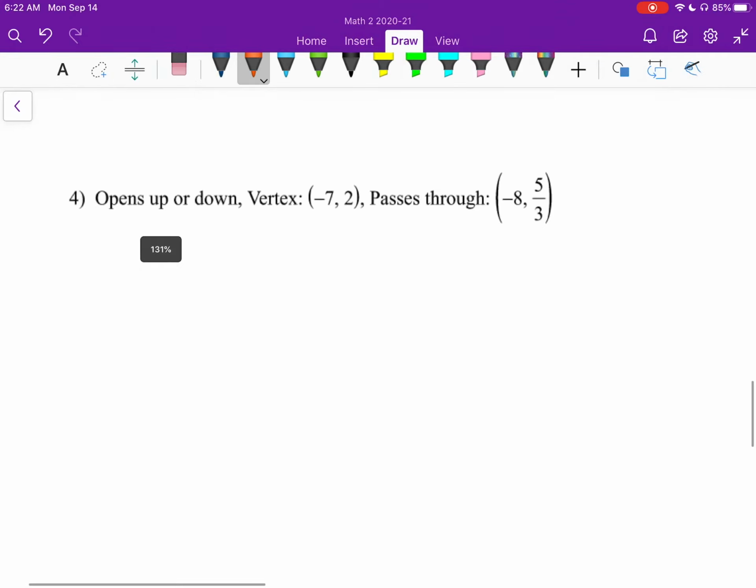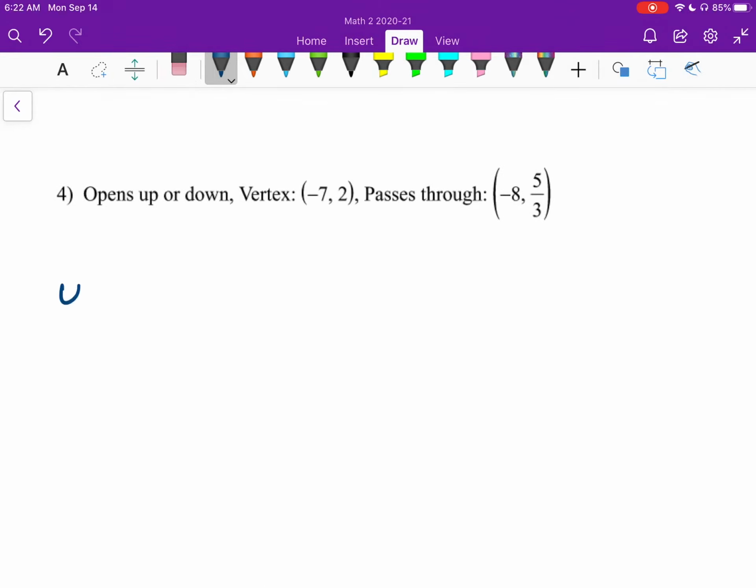All right, number 4, last one. We get y equals a(x plus 7) squared plus 2. And I don't think I've said it in this video, but you've got to make sure that that and that are opposite signs, right? It's the opposite of what you think it should be.